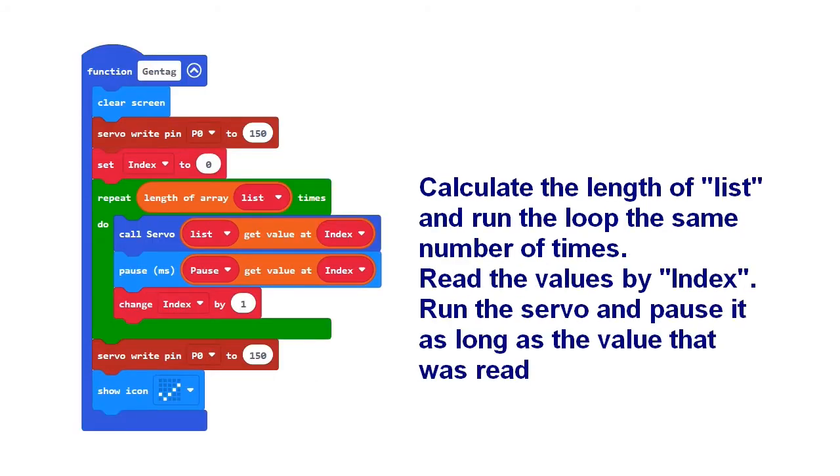When you press button A, the repeat function runs. Here, a loop runs the same number of times as there is data, and after each entry, the servo motor is activated.